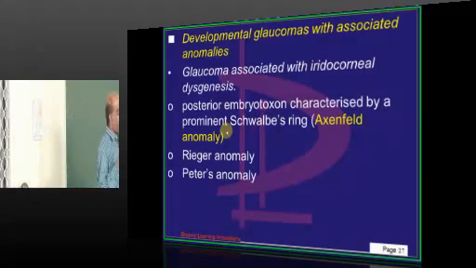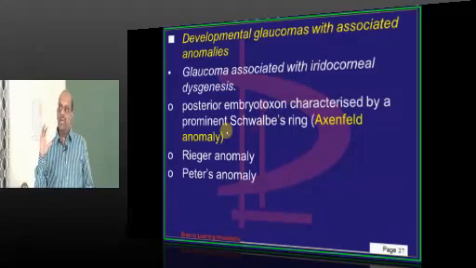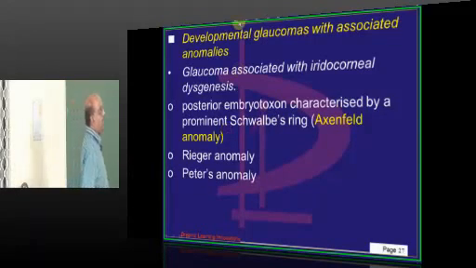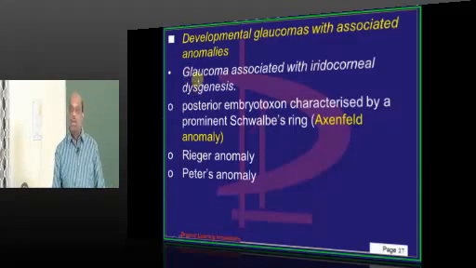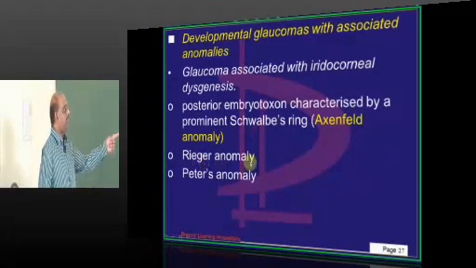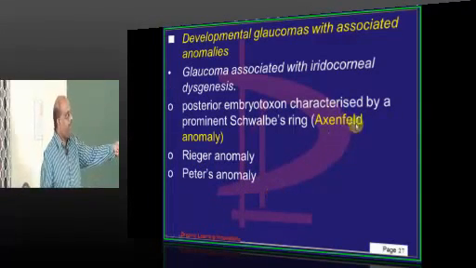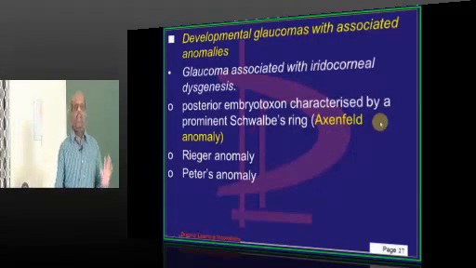Now doctor, this is the entire story on buphthalmos. What are the various developmental glaucomas which have an associated anomaly? Buphthalmos doesn't have any associated anomaly. There is glaucoma with iridocorneal dysgenesis, glaucoma with Axenfeld's anomaly, glaucoma with Rieger's anomaly, Peters anomaly. But what is important for the entrance is Axenfeld's anomaly. You just need to know what it is.